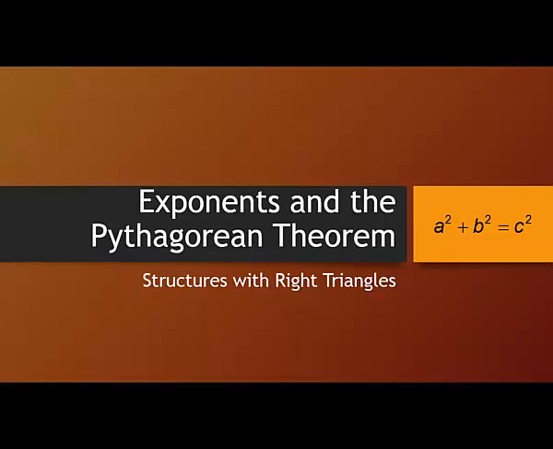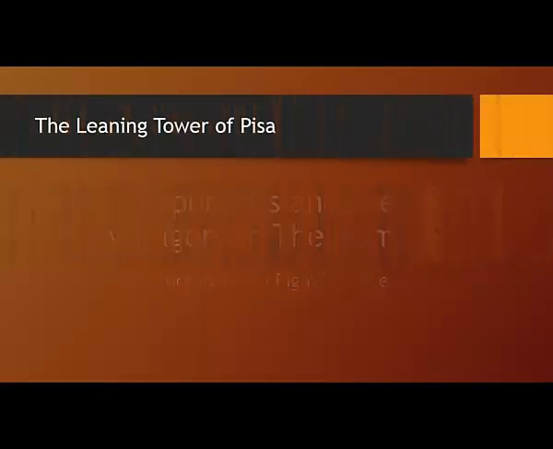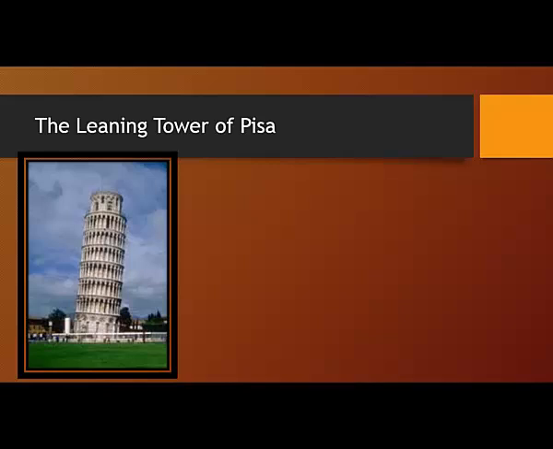In this video, we're going to take a look at exponents and the Pythagorean theorem. It's used in structures with right triangles and a lot of other things as well. We know it as a squared plus b squared equals c squared. So we're going to take a look at how this is actually used in the world today, and how it might have been used, whether correctly or incorrectly, in structures of the past.